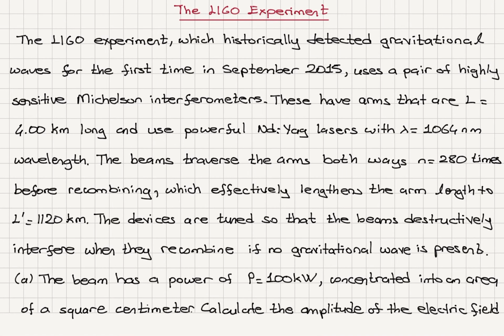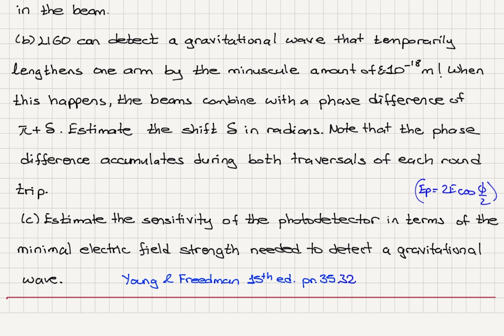We're continuing our discussion of the LIGO experiment problem. In part A, we calculated the amplitude of the electric field. Now in part B, LIGO can detect a gravitational wave that temporarily lengthens one arm by the minuscule amount of epsilon equals 10 to minus 18 meters. When this happens, the beams combine with a phase difference of pi plus delta. Estimate the shift delta in radians.